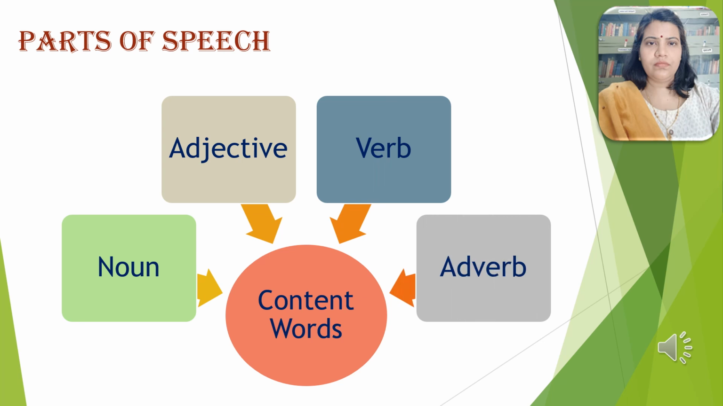I'm sure you are familiar with parts of speech like noun, adjective, verb, adverb. These are also called content words. Noun is the name of person, place, and thing. It also plays the role of a subject in a sentence. Adjective tells us additional information about the subject. Verb tells us about the action done by the subject, and adverb tells how the action is taking place by the subject.